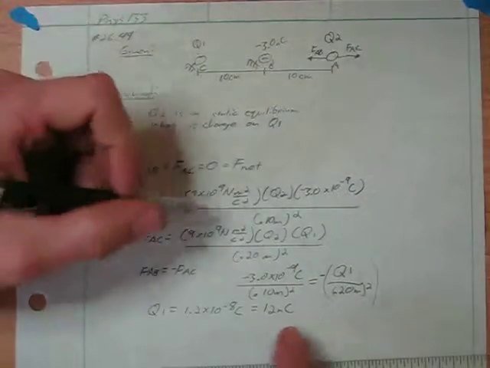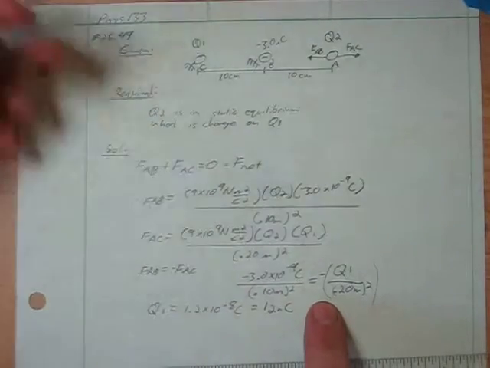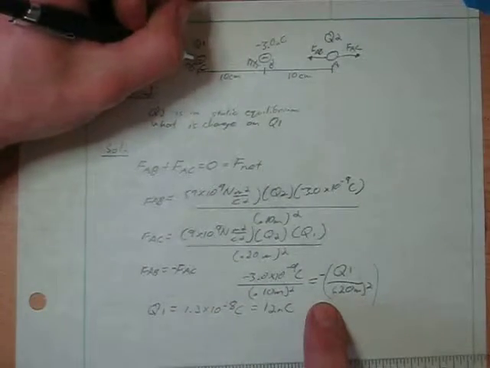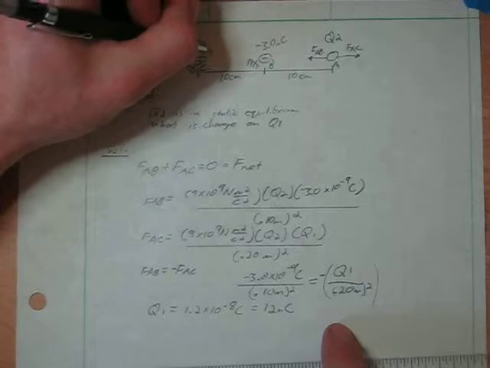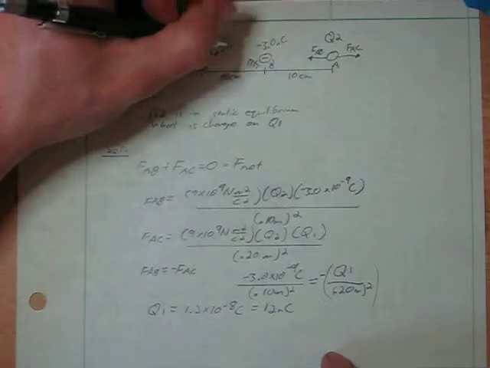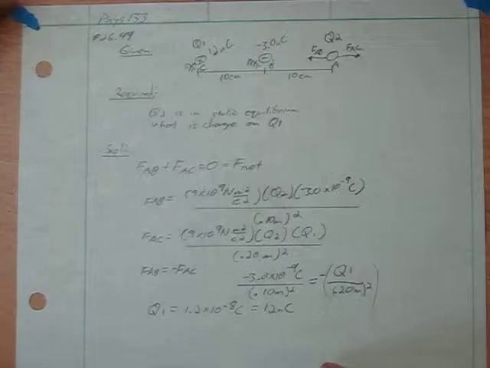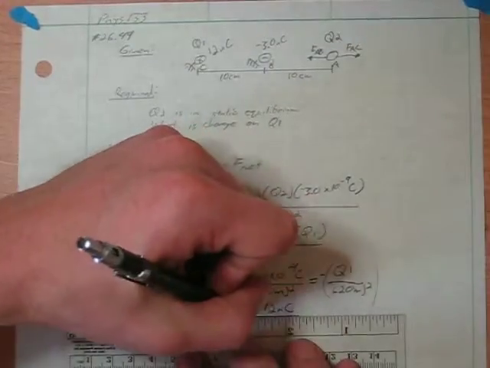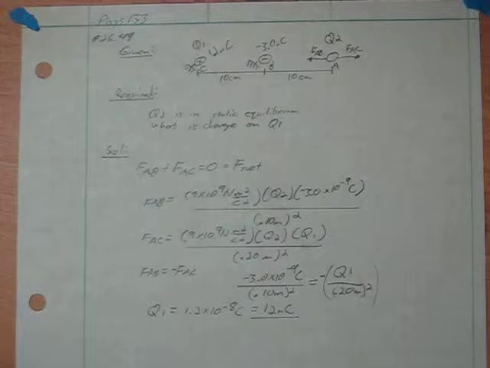Alright, so this is a positive number. I kept everything with respect to positive and negative, so Q1 is a positive charge and it equals 12 nanocoulombs. Yeah, that's the solution to that one right there. I hope that answers any questions anyone has.